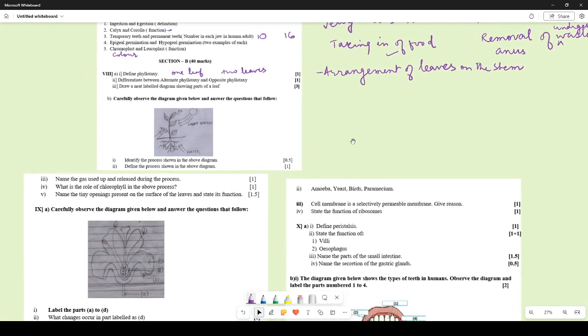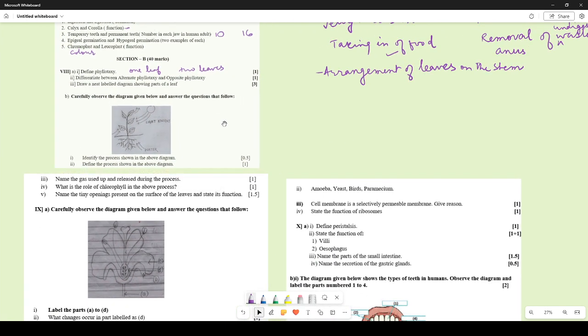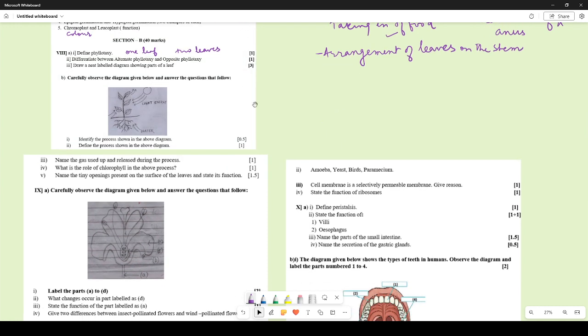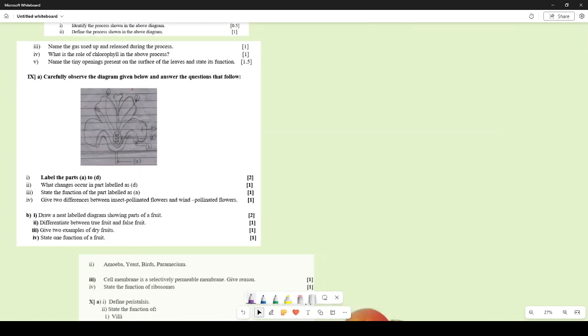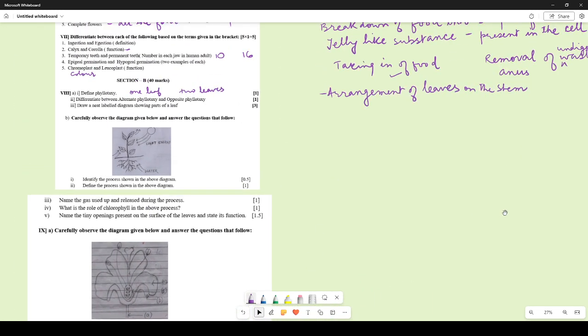Carefully observe the diagram given below and answer the questions. Okay, so when you look at this, you can see that light energy is being received, water is being received, some other gases are going in. So identify the process shown in the diagram given below. Let me just put it down over here. So when you look at this, the process which is happening is photosynthesis. You have to get the spelling correct. If you get the spelling wrong, then you don't get any marks.